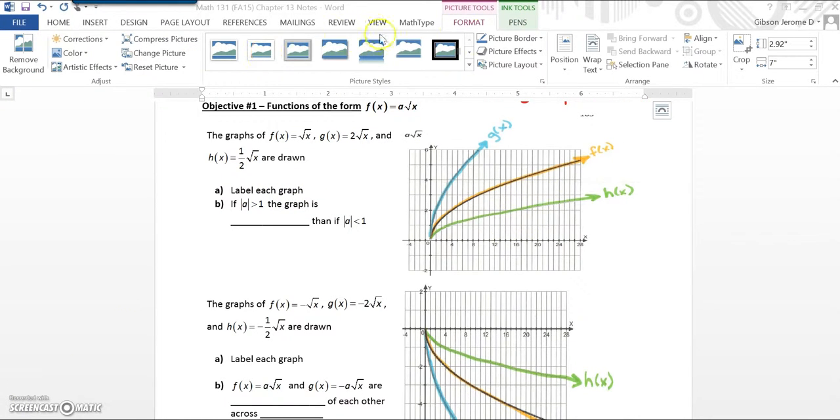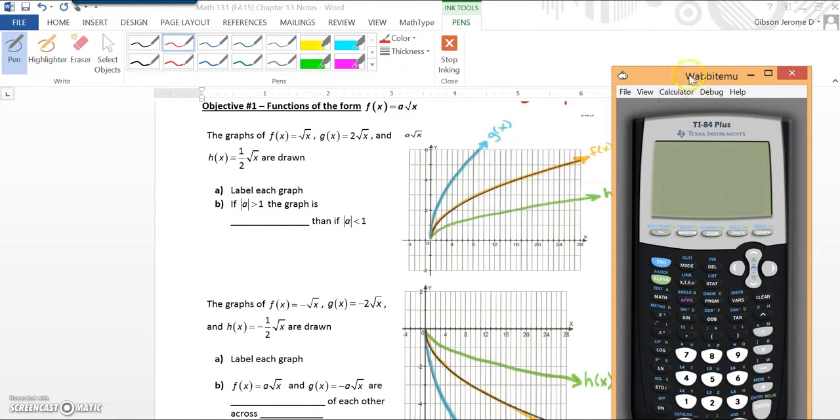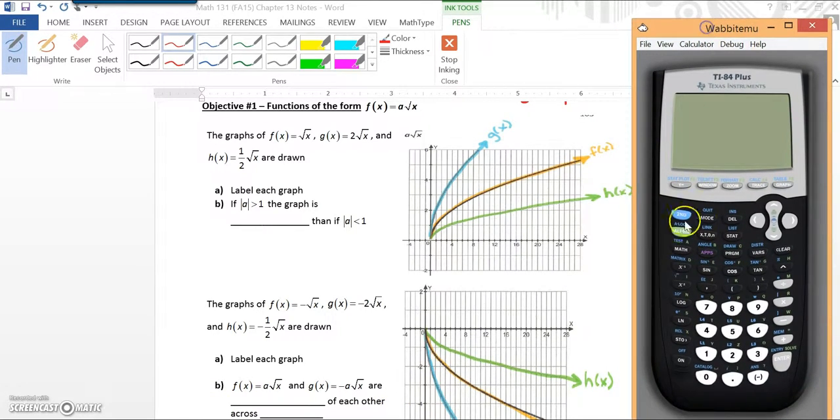Now class, to expedite time, what I did here was I had all of the graphs done before we went over this lesson because they're kind of difficult to draw and trace over. So it says here, label each graph, which I did here. And this is how you could do it on your own. You could go right here to your calculator. And you can go to your y equals.